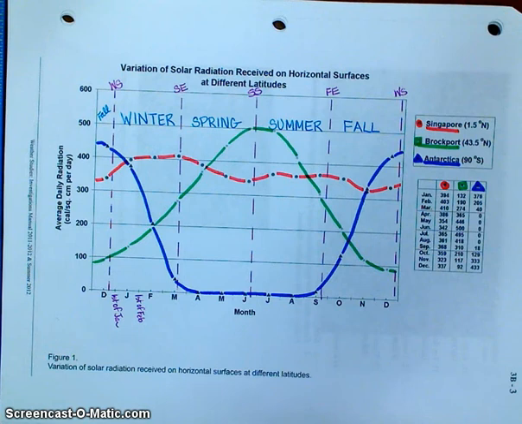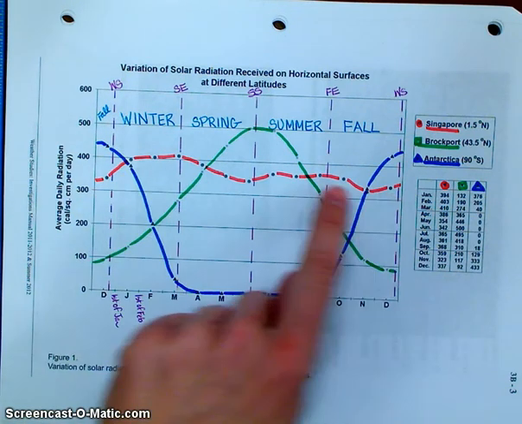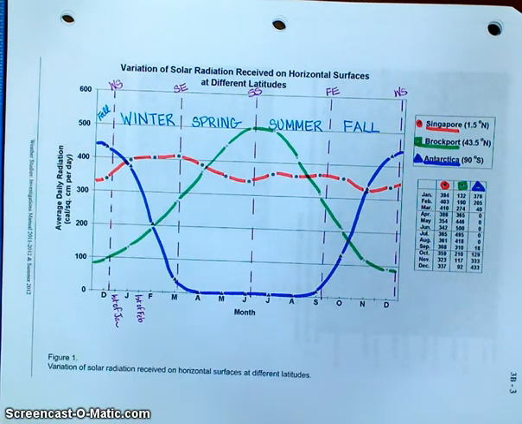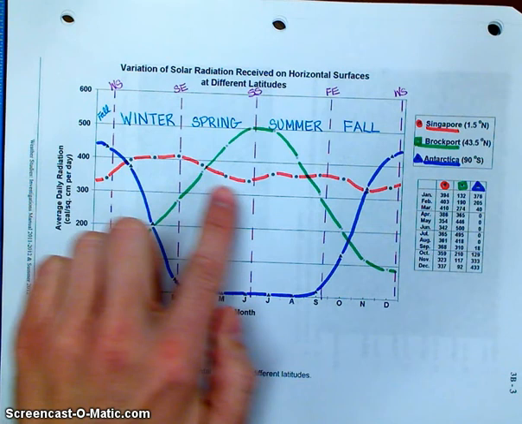Number 9, because the rate of radiation received at Earth's surface is plotted over time in Figure 1, the area enclosed under the curve in each of the seasonal segments is directly proportional to the total solar radiation received during that season. According to the seasonal areas under each curve, which location receives nearly the same total amount of solar radiation every season of the year? Which one varies the least? Which one's flattest? Which one has the area underneath it about the same the whole time? And that's going to be the red for Singapore.